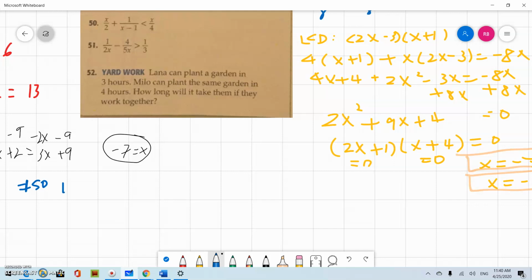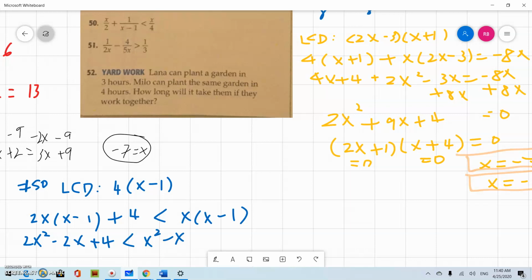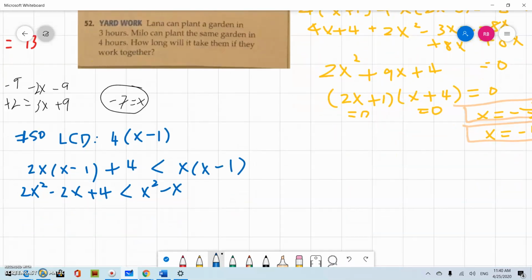So solving the, what do you call it, the inequality is very similar. So we first get the LCD and we multiply them to everywhere. 2x, x minus 1, plus 4, and then x minus 1. We distribute, and then you see that we are seeing x squared, meaning that we have to send everything to one side, and then try to factor.